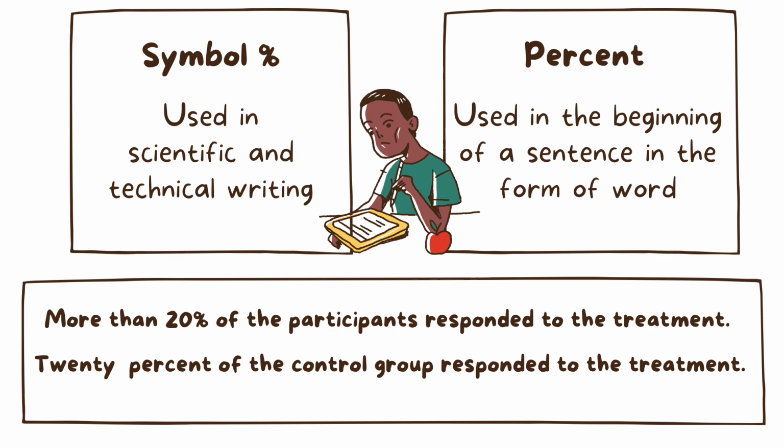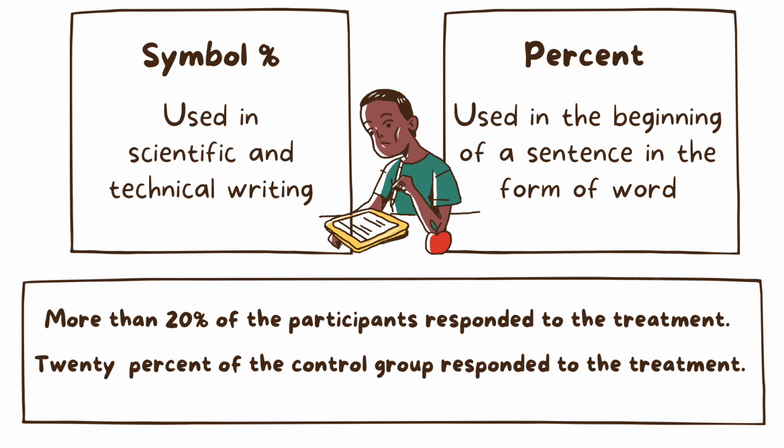And for the letter, for example, percent, it is used in the beginning of a sentence in the form of word. So if you have the number followed by the percent, it should be written down in the form of word if it is in the beginning of a sentence, okay?